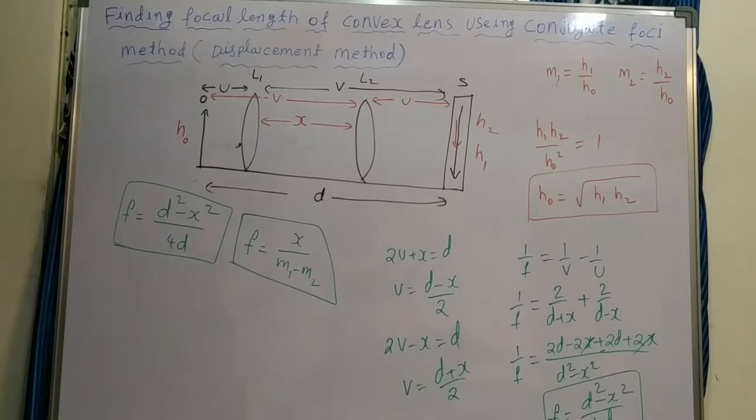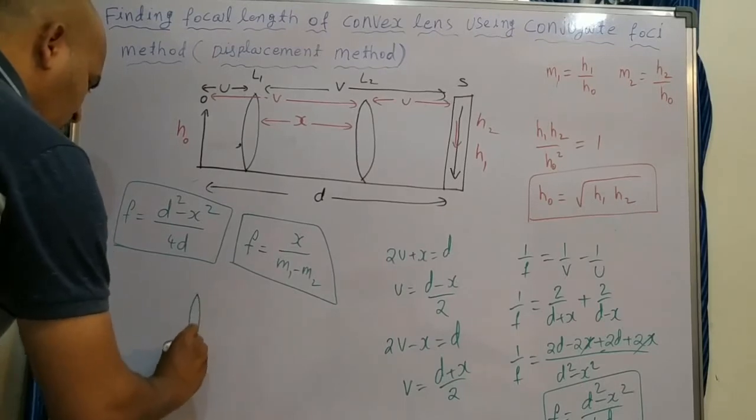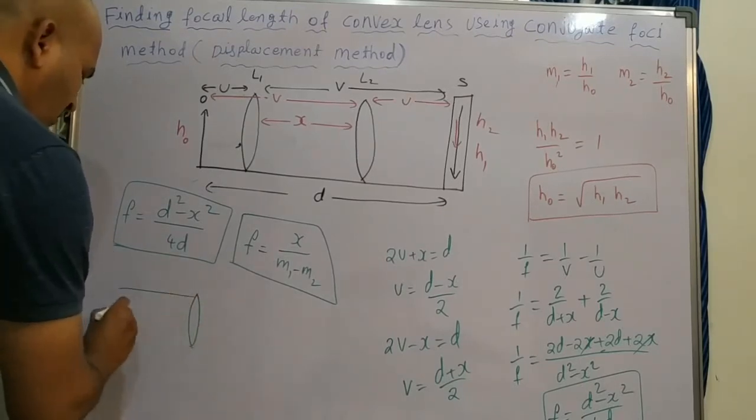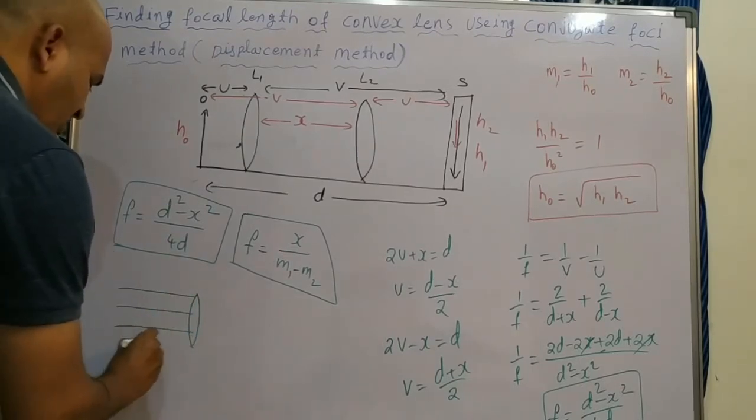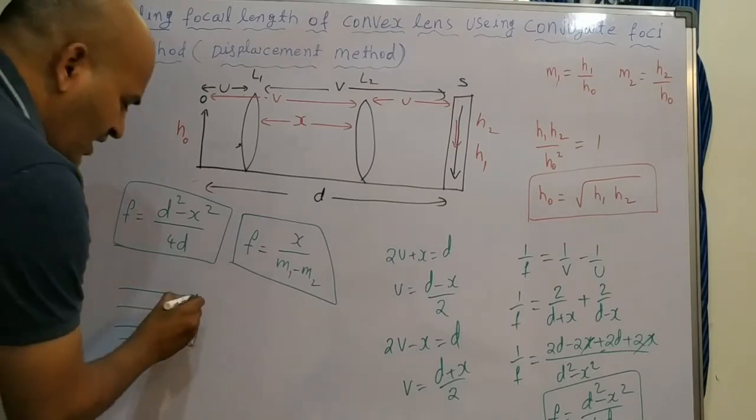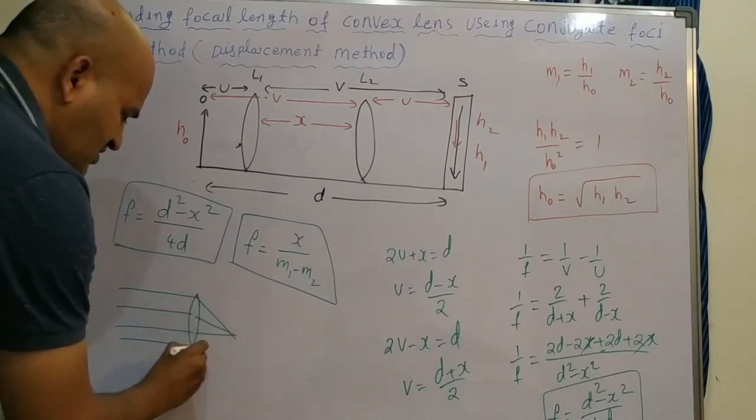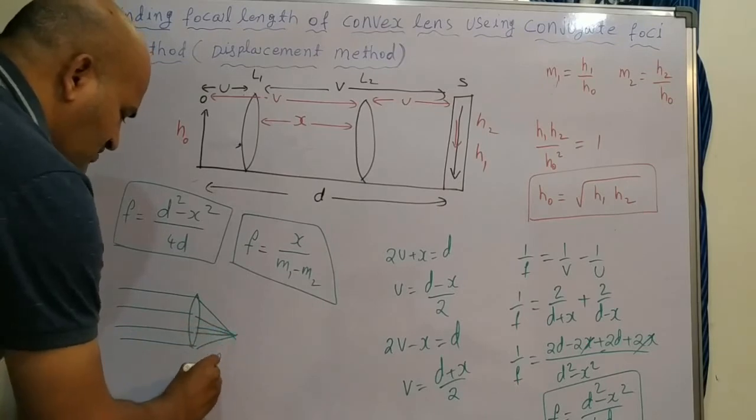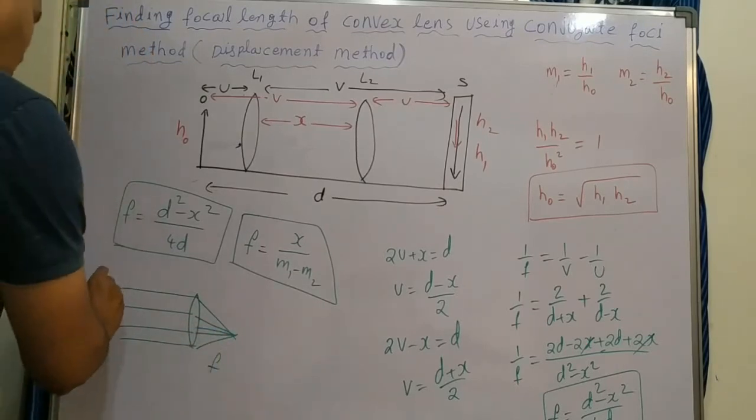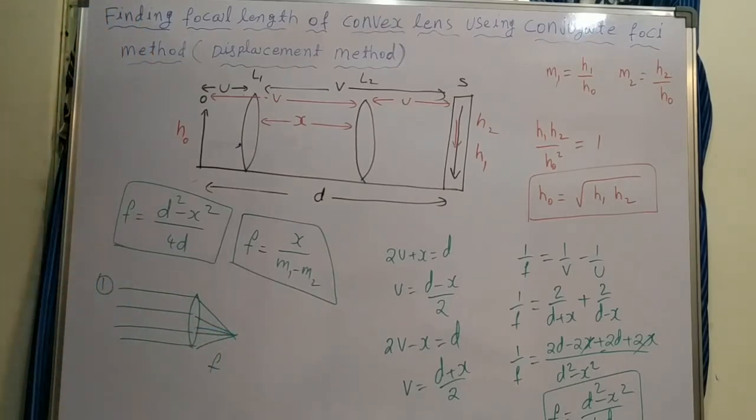We have different methods, so in total 5 methods we are discussing. First one is the distant object method. In the distant object method, how do they calculate focal length? They keep a parallel beam of light incident on the lens, and where it converges, the distance from the lens they calculate as the focal length. This is the first one, the distant object method.